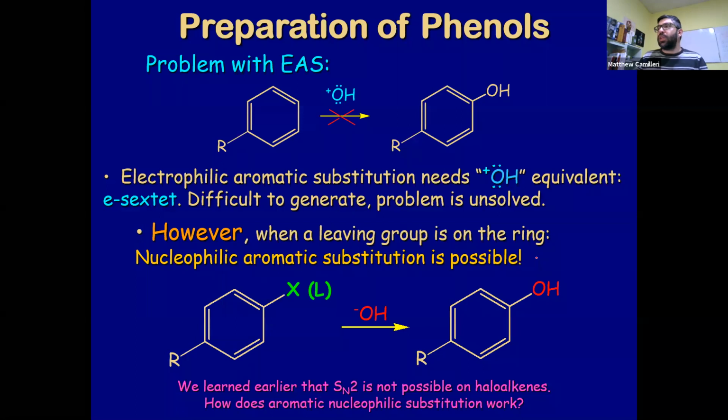Okay? OH minus, very common. OH plus, not so much. So whenever you wanted to prepare phenol, you had to find alternative routes. Now, electrophilic aromatic substitution needs OH plus. So what you would need is some kind of substitution reaction.